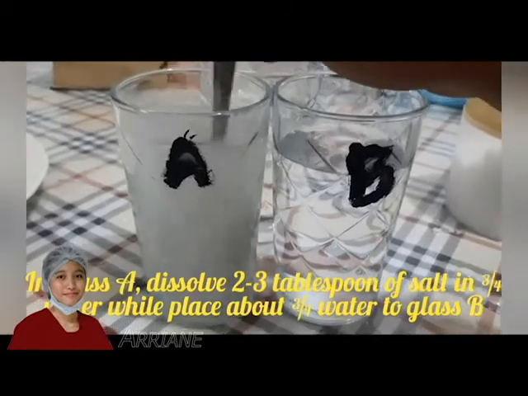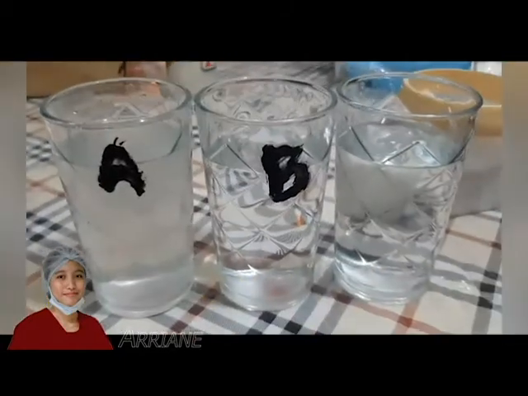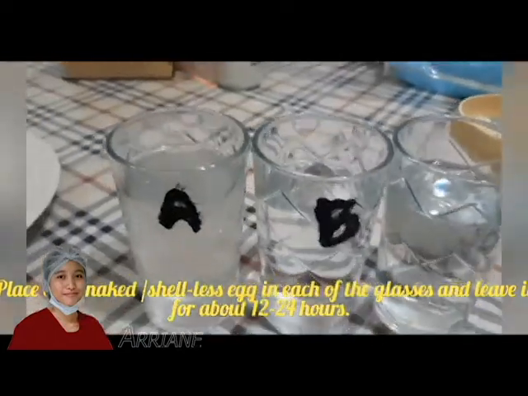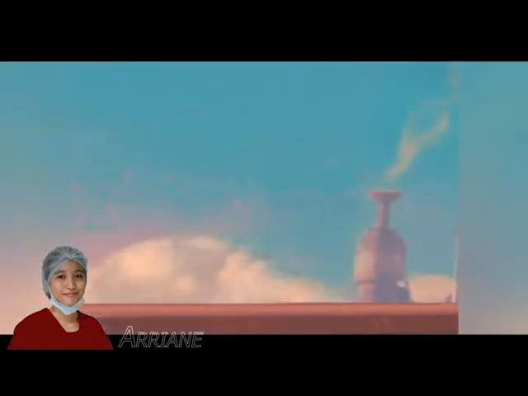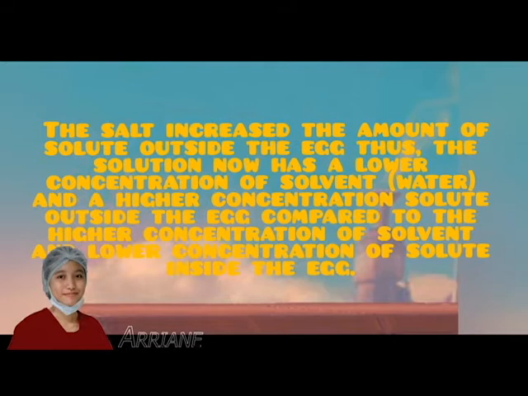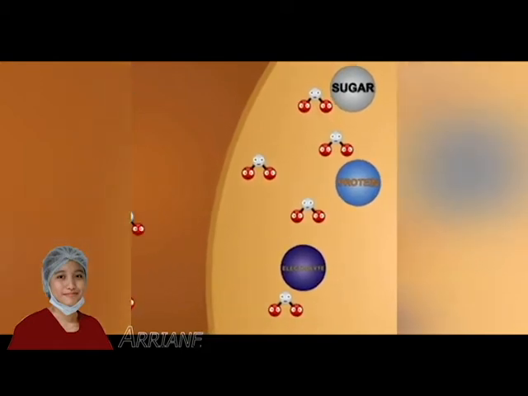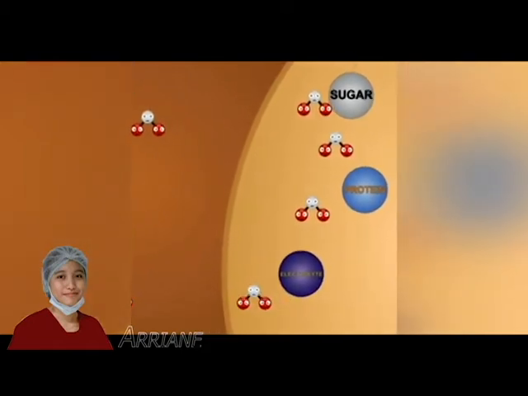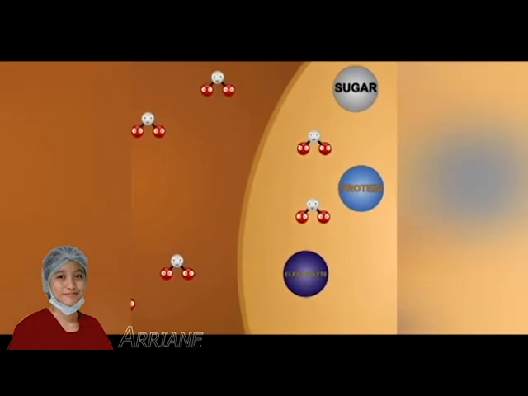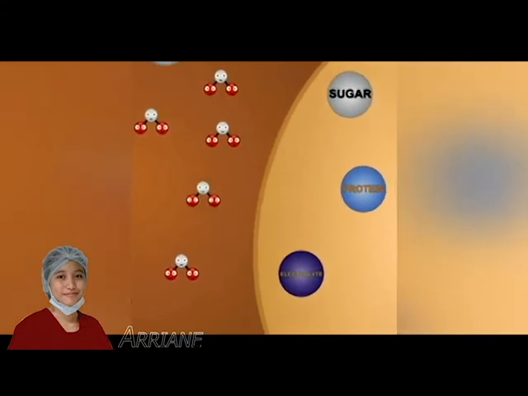The salt added to the water in glass A makes the solution hypertonic as you soak the egg inside. The salt increased the amount of solute outside the egg, thus the solution now has a lower concentration of solvent and a higher concentration of solute outside the egg compared to the higher concentration of solvent and lower concentration of solute inside the egg. Because of this, water will move out of the egg in order to equalize the concentration of solvent both outside and inside the egg, which causes the egg to shrink.